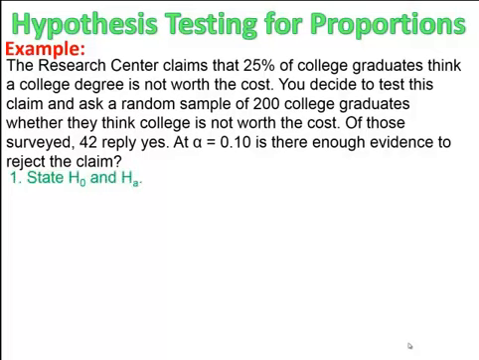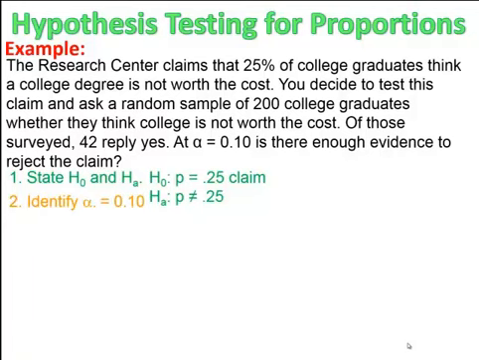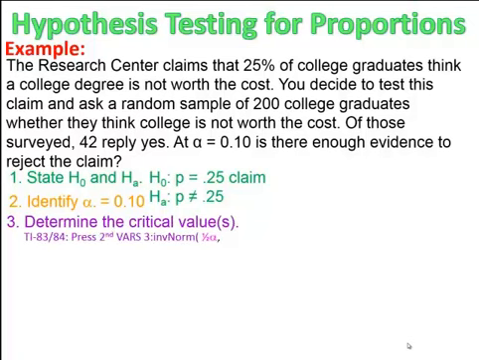So we want to write the statement, our null and our alternative. So our claim here is on the null hypothesis, where we have the probability equal to 0.25. So the alternative statement is not equal to. Now we're going to find our level of significance, which is 0.10, and we're going to find the critical value. The critical value is always based on alpha, and it's a two-tailed test, so we need to divide alpha by 2 in order to find our critical value.